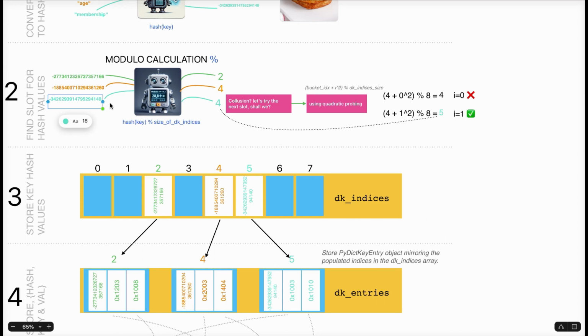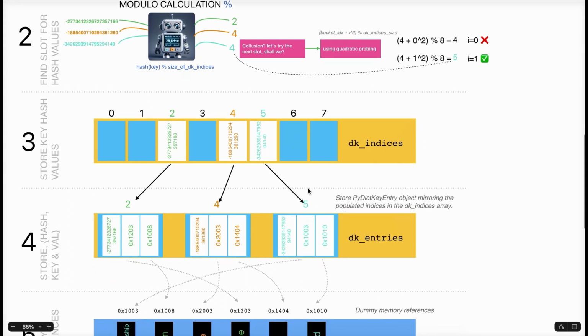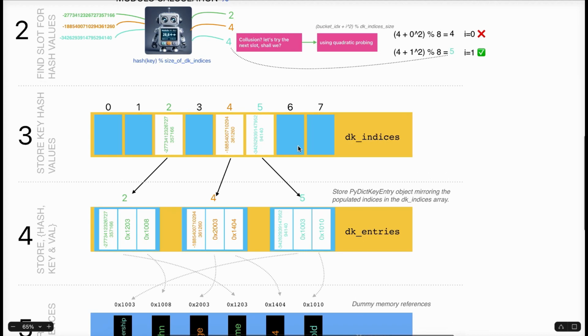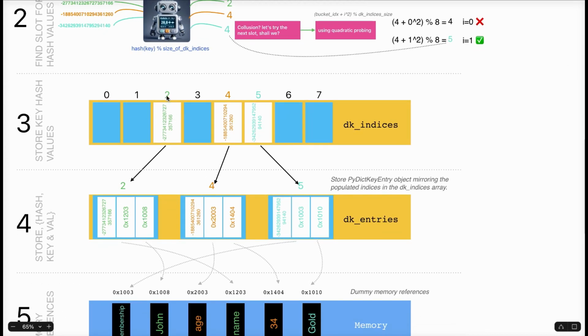So the next hash value goes at index 5. All right, so now we have populated our dk indices array, which is our first hash table, and then the second one. Here it says store key and hash values. The next thing we need to do is map the occupied indices here into our second array, which is our dk entries array.